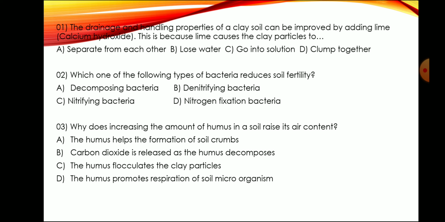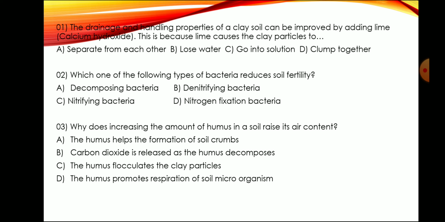That means when lime is added in a clay soil, then it clumps the particles of the soil together and is helpful for drainage and handling property of soil, strengthens it and becomes porous. So, in such a way, the soil becomes hard and the flow of water becomes more in such condition. So, the correct answer is D.